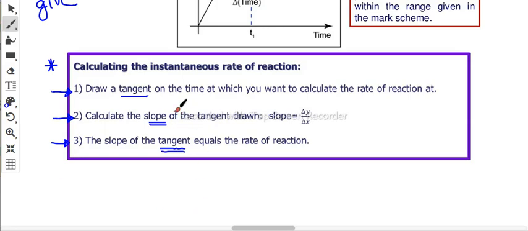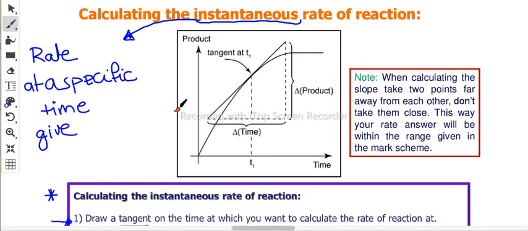Let's go back into the graph and look at the tangent. Inside this graph, as you can see, we have the time, which is t1. We want to determine the instantaneous rate at this time. So, on my curve, I'm using a ruler to draw a tangent. Remember that the tangent only passes through one point, which is the time at which I want to calculate the rate. So using a ruler, you will be able to draw your tangent.